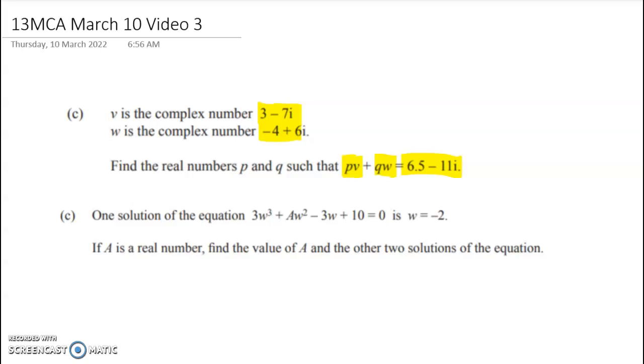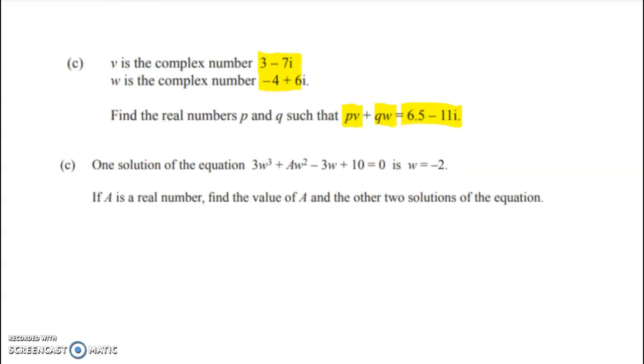Kia ora, here are the next two questions from today's worksheet. Both of these are merit questions. In the first one, we've got V and W, which are complex numbers, quite simple ones, and then we have to find the real numbers P and Q that will give us this result here. You should be looking at this and straight away seeing that this is going to end up being some simultaneous equations. We're going to have one equation for the real part and one equation for the imaginary part.